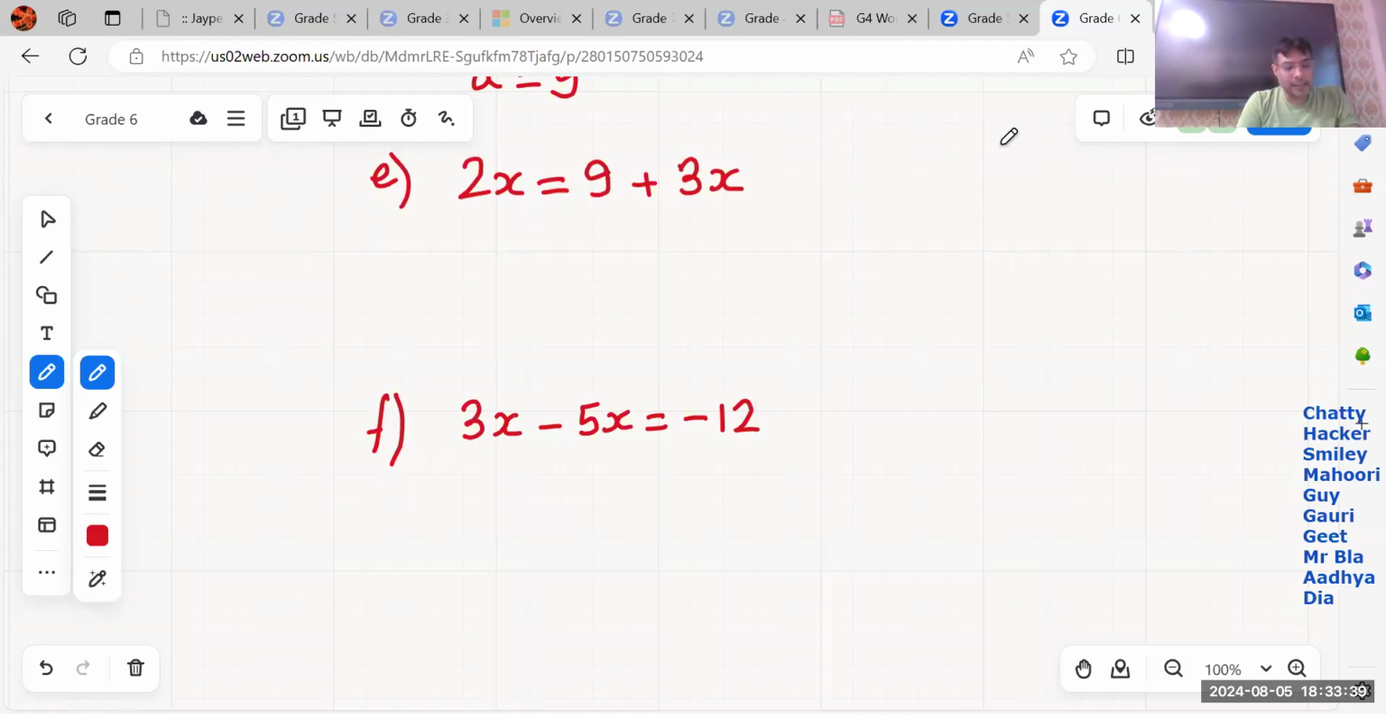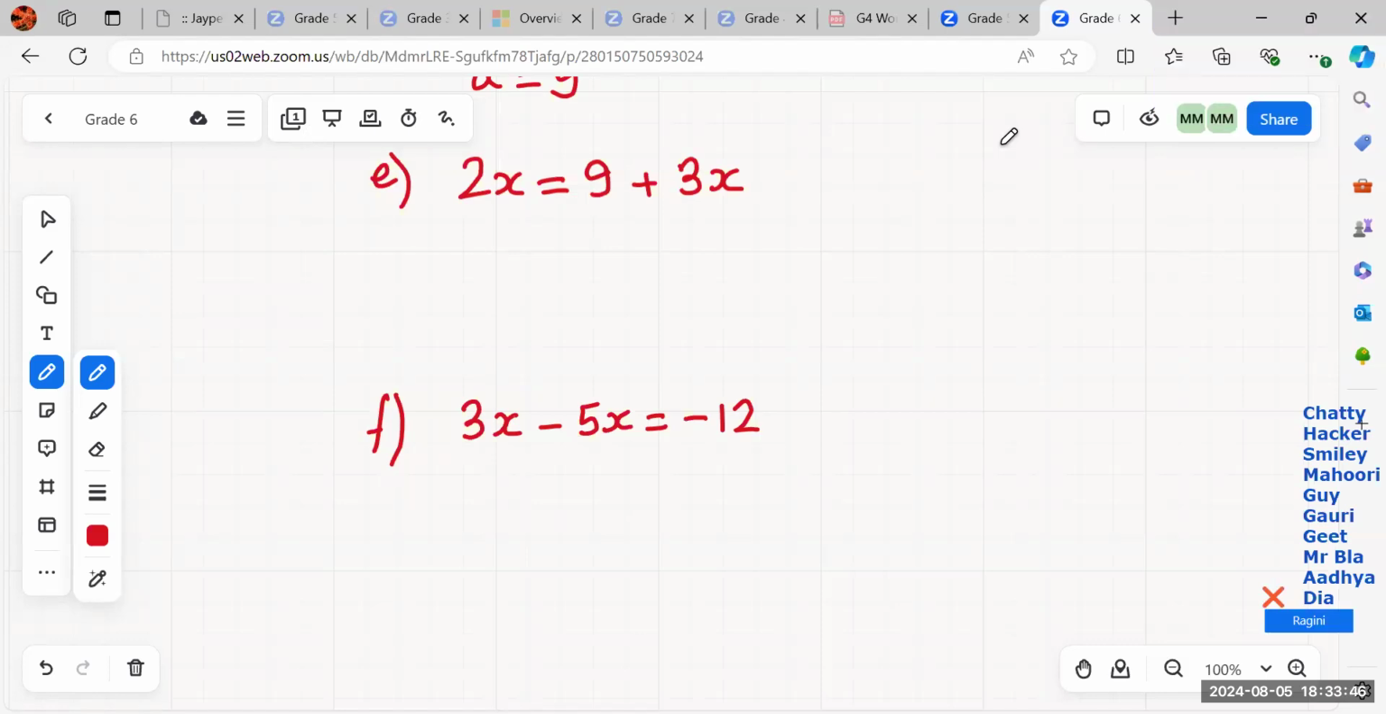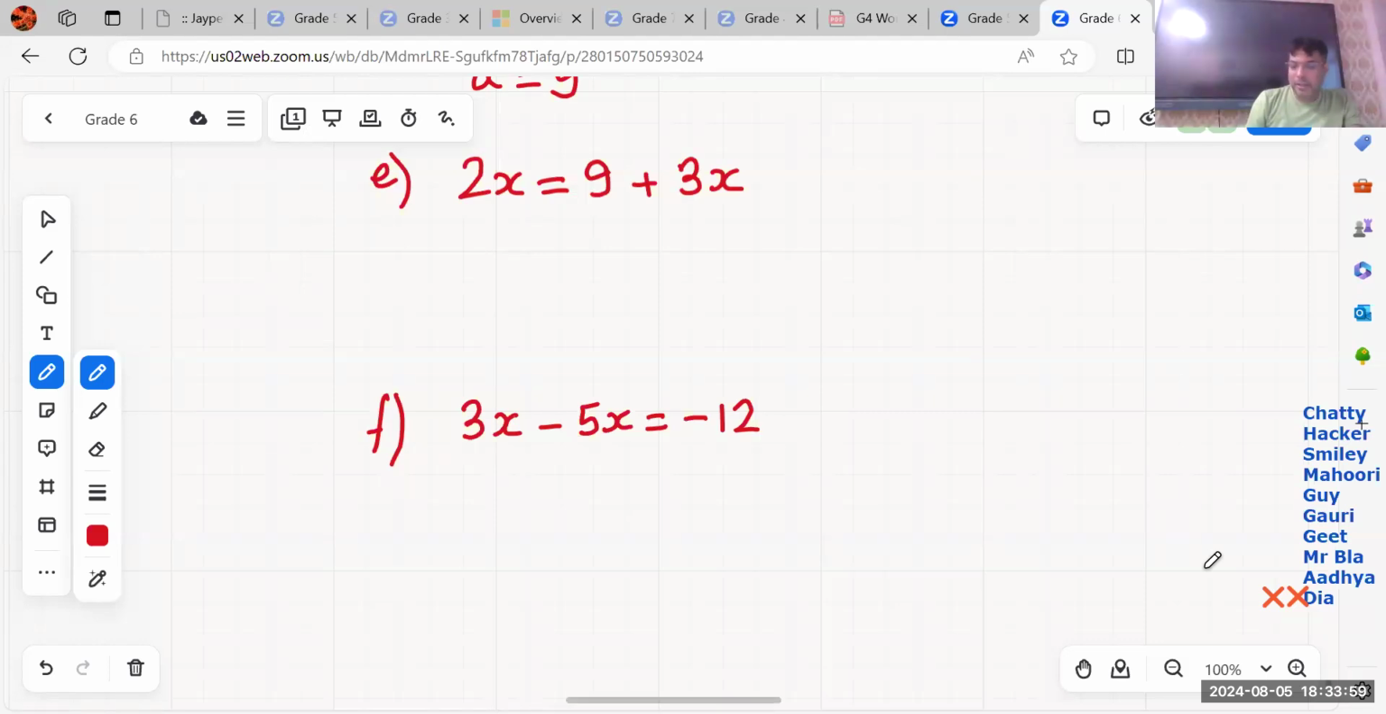Mr. Blood, did I teach sets in your class? I think you did. Dia, can you adjust your camera in such a way so that I can see it? Dia, what is happening, beta? Are you not able to understand anything? You can tell me.